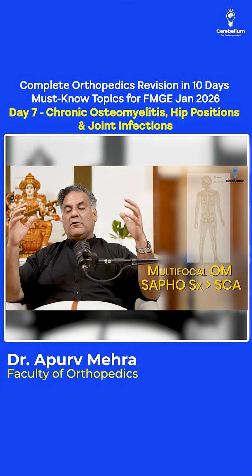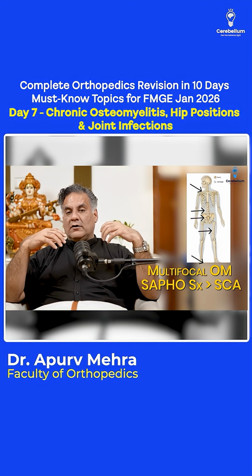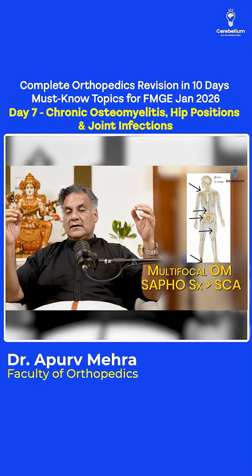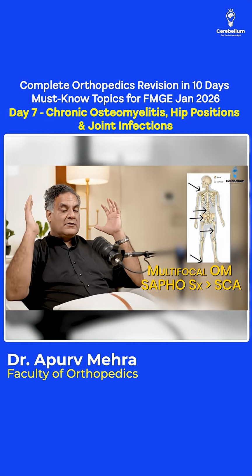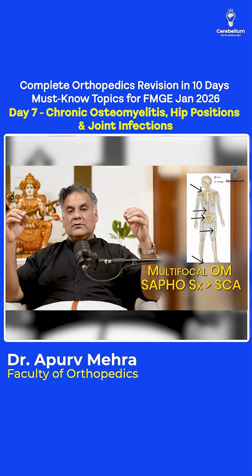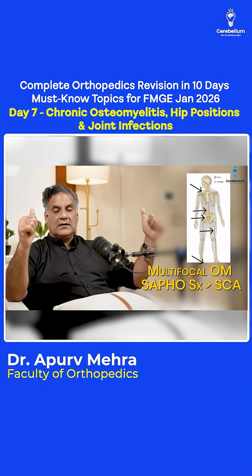Remember, multifocal osteomyelitis, that is osteomyelitis involving multiple bones, right? SAPHO syndrome is number one. SAPHO syndrome is a misnomer. It is actually an osteitis. But if they ask you which is multifocal osteomyelitis, choose SAPHO syndrome. Second most common is sickle cell anemia with Salmonella infections.